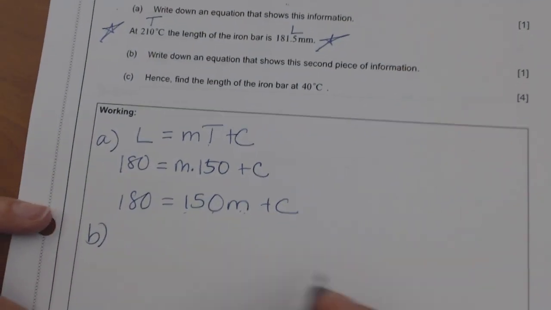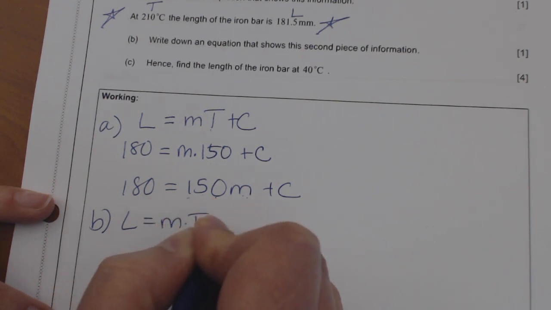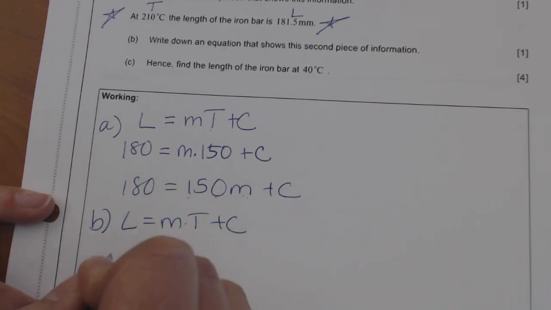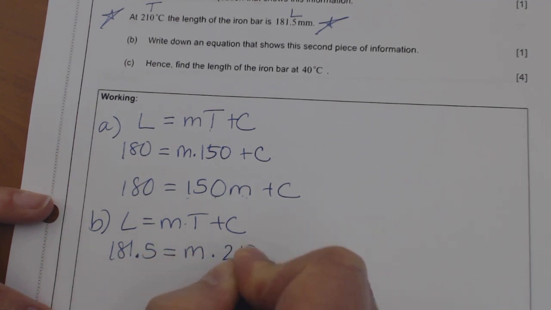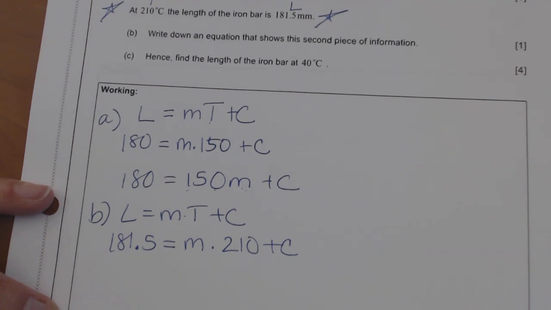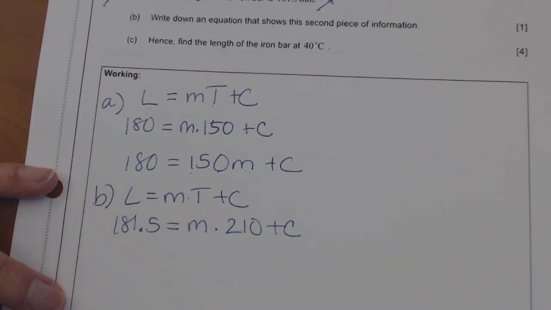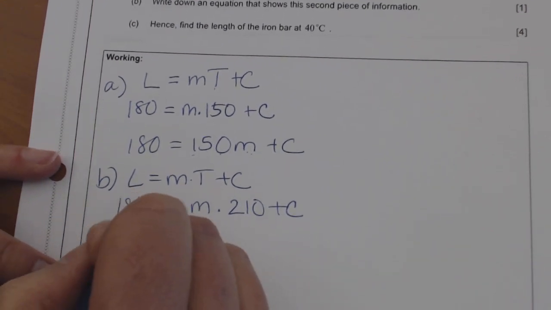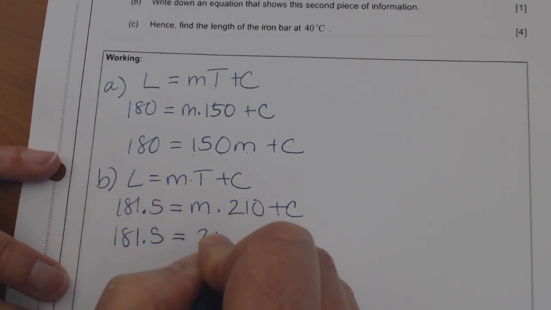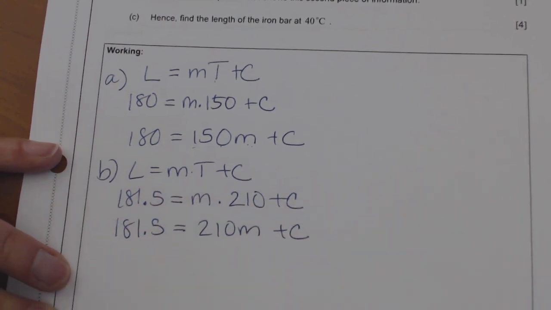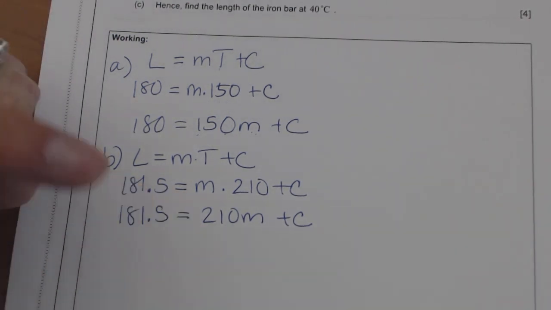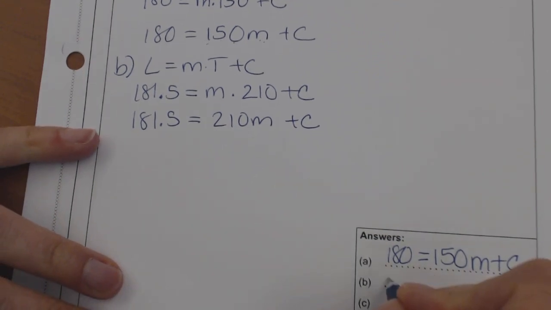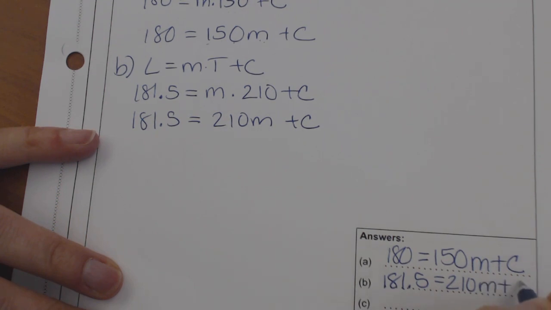So we can do that. Remember, L equals m times T plus C. So they gave us the length of 181.5 equals m times, they gave us the temperature of 210, plus C. Again, you can write this right down in the answer box if you want, but I like to rewrite it because I like my numbers in front of my variables. So 210m plus C. These are the same exact things, I just wrote it a little differently, what I'm used to. So let's write that in our answer box: 181.5 equals 210m plus C.